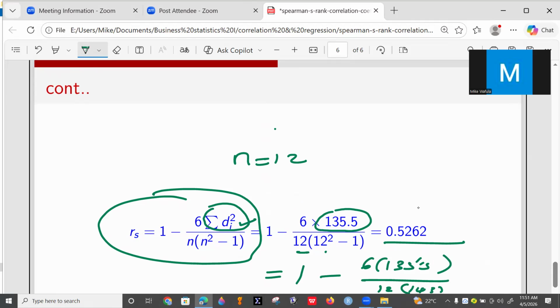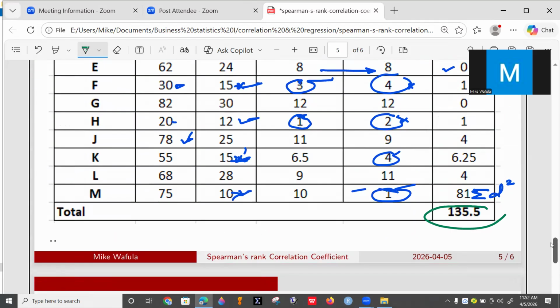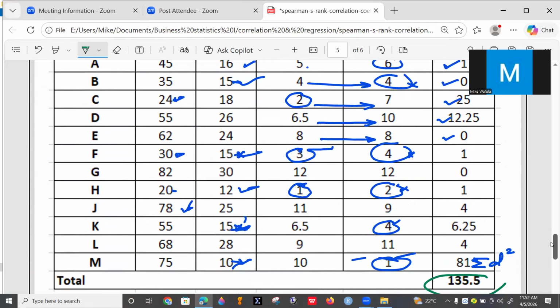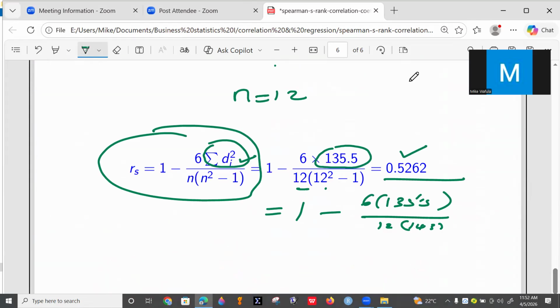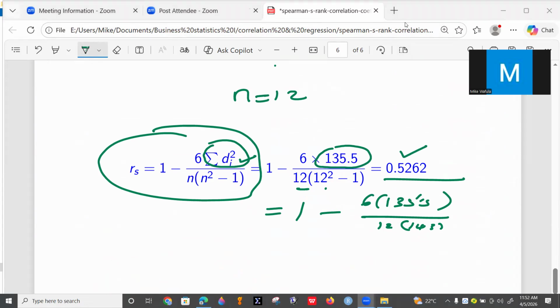And of course, this is the interpretation. This would mean there is a moderate positive association, or positive correlation, between the rent being paid in 1,000 shillings and the salary being earned by the employees, based on this particular data. And that is how we compute the Spearman correlation coefficient, slightly different from the Pearson correlation coefficient.